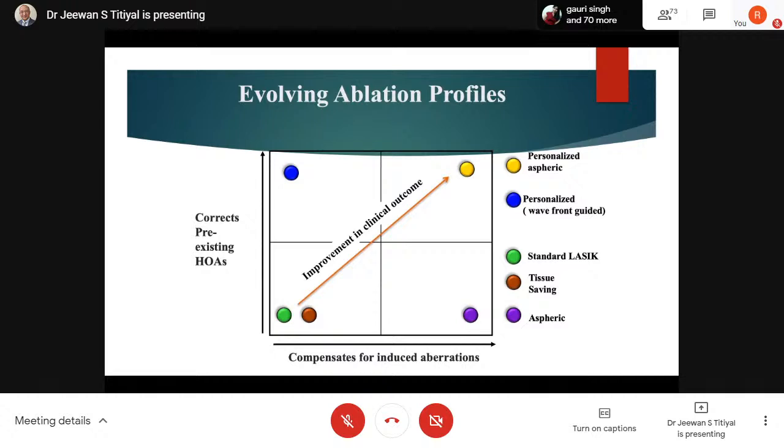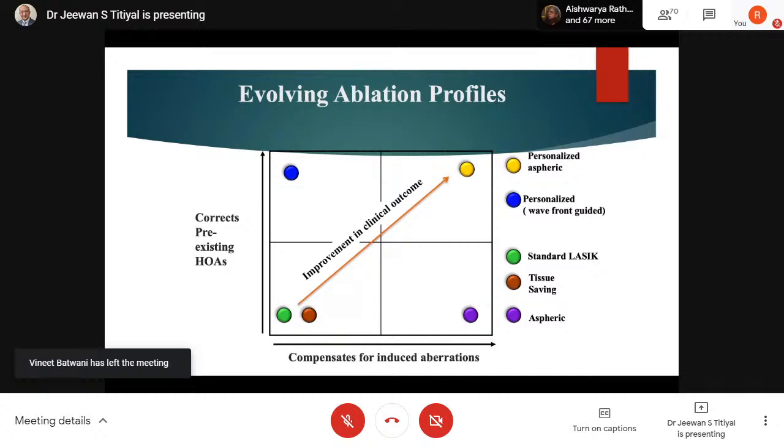So this is a simple chart which explains this. This is a very old slide of mine, a 90s slide, but it still holds true. You can see a patient who had a pre-existing higher order aberration, and this is an induction of aberration in these cases. So any procedure should compensate for the induced aberration. As I said, once you put a laser in the cornea, which is not totally spherical, you're going to induce aberrations. So laser ablation should take care of induced aberration, as well as, if the patient has pre-existing higher order aberration, that should also be corrected.